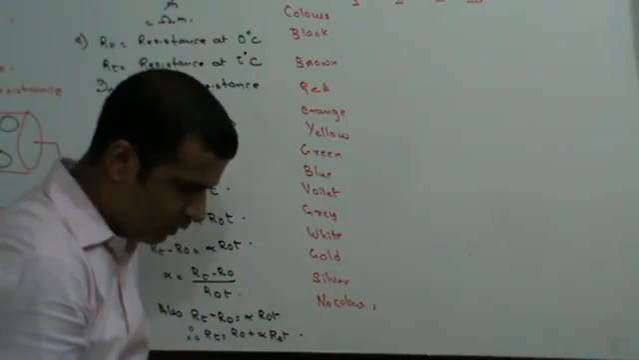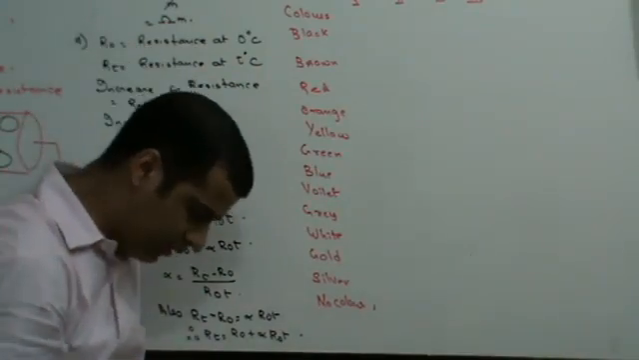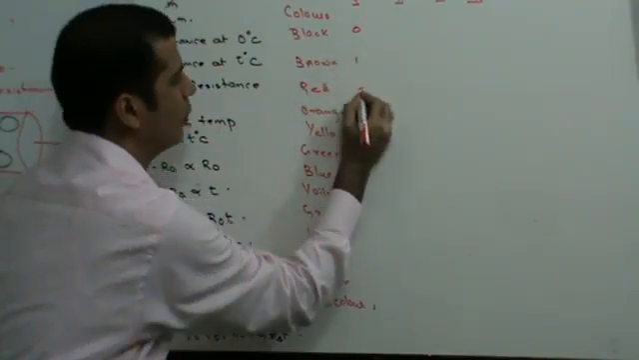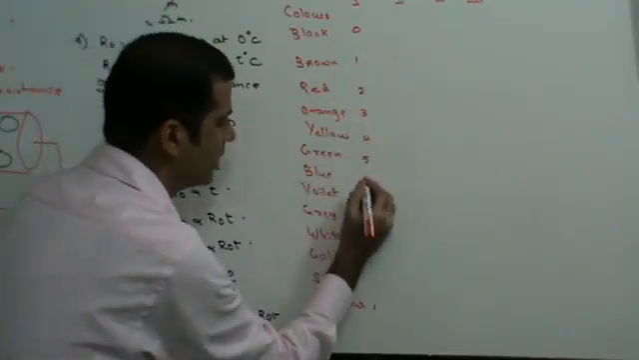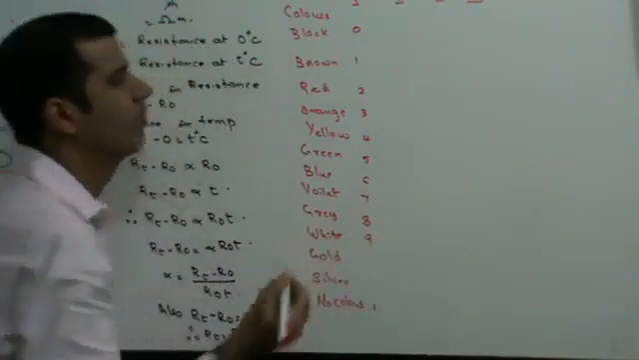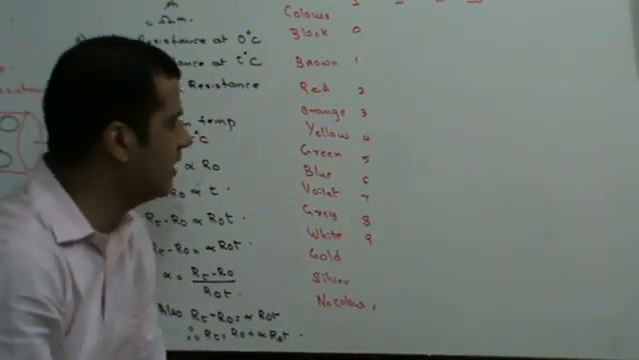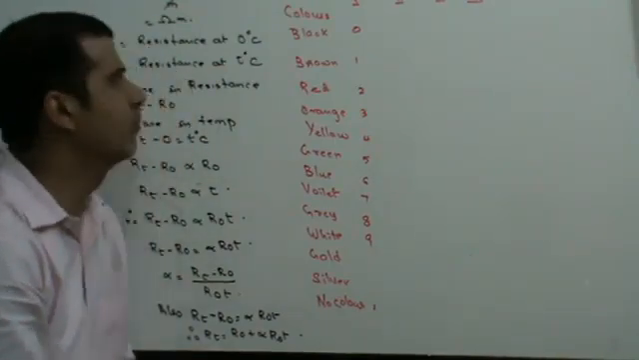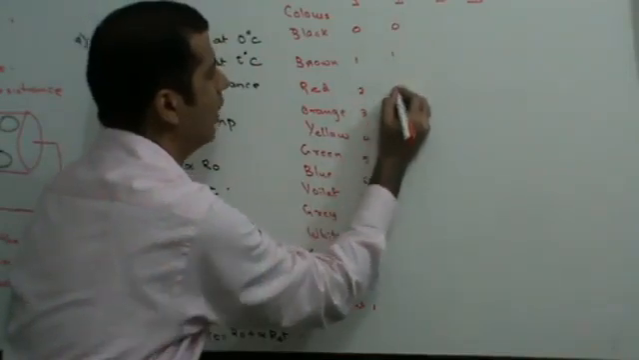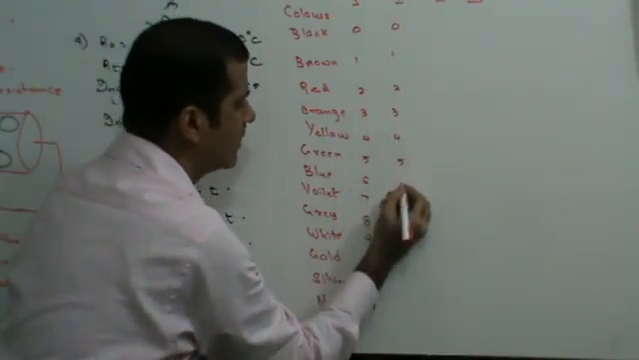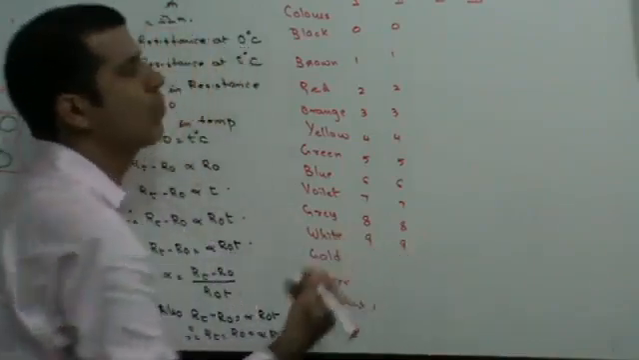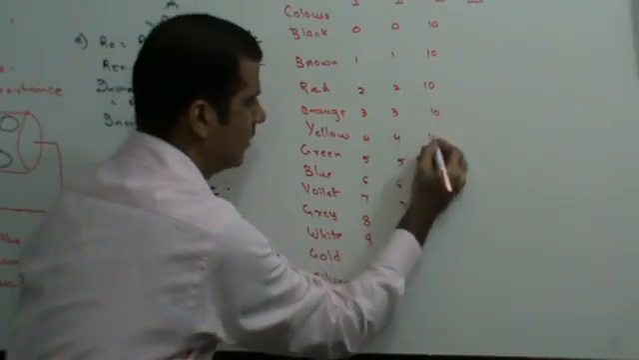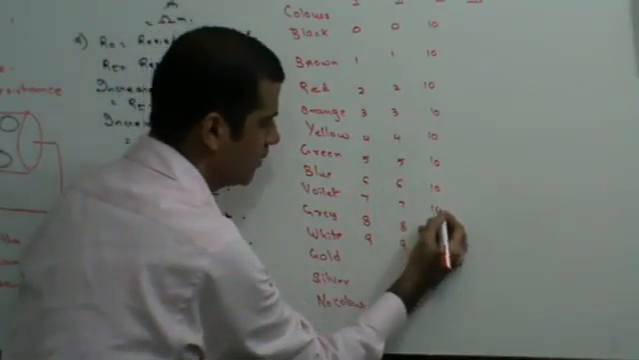If the color is black in the first band, then its value is 0. The values are 0, 1, 2, 3, 4, 5, 6, 7, 8, 9. The first band could take only these colors up to white. It cannot have the color gold, silver or no color. Second band also 0, 1, 2, 3, 4, 5, 6, 7, 8, 9. I'll show you how to read this.